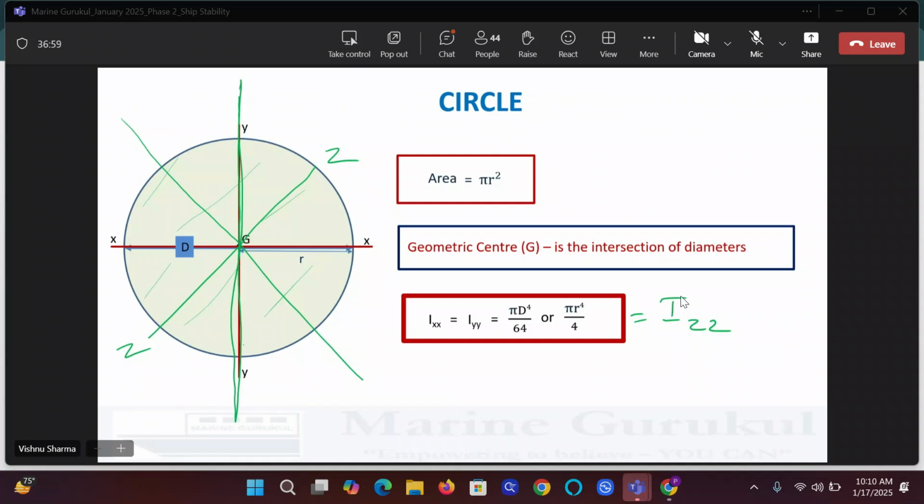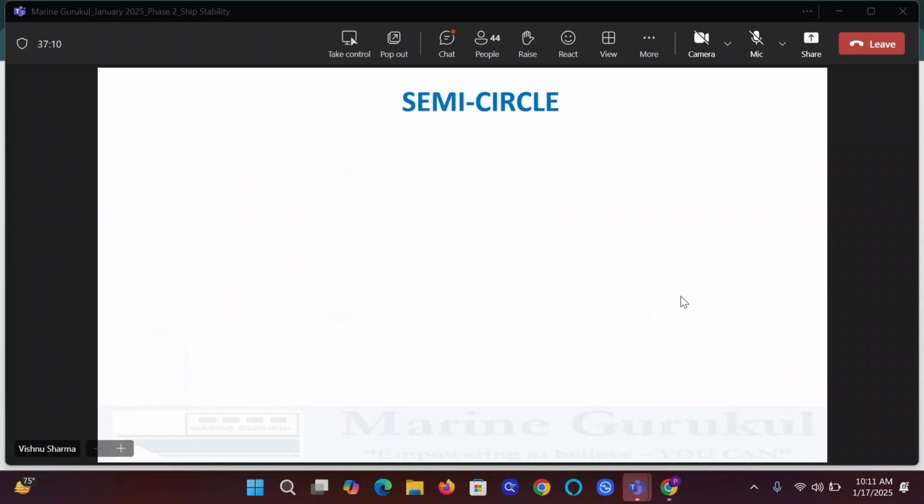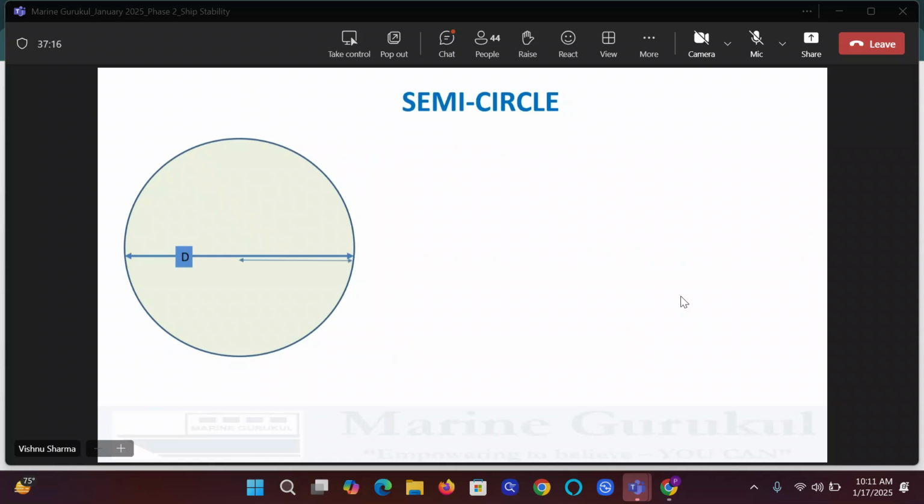Okay. So we move on to the next one. I don't think there would be any doubts here unless somebody has anything. Please speak up. Then we go to semicircle. We have just done this circle in which this was the diameter, this was the radius. Now, guys, if I remove half for now, tell me what was the moment of inertia of the full circle about this axis? Ixx of circle, how much was it? Pi d4 upon 64 or pi r4 upon 4.